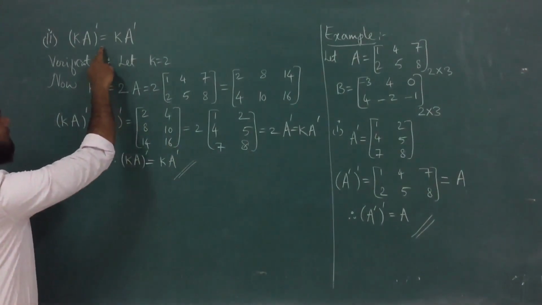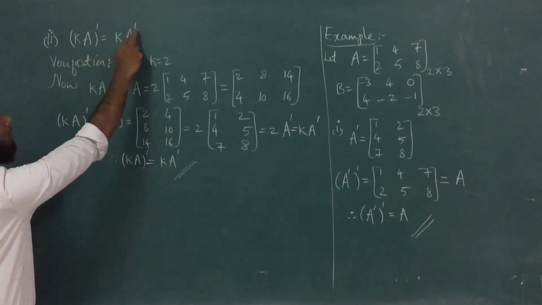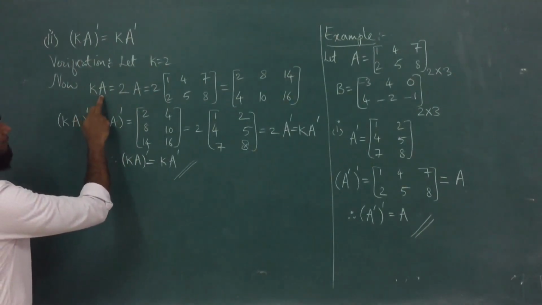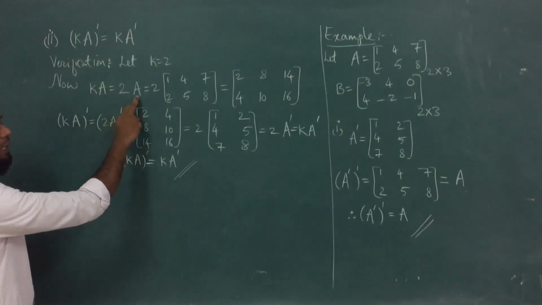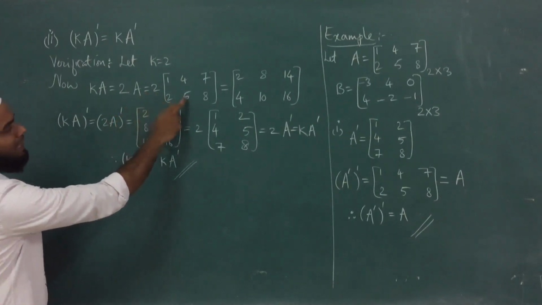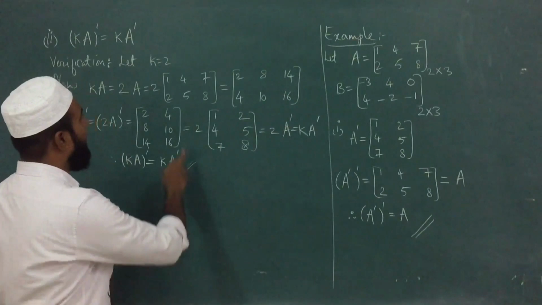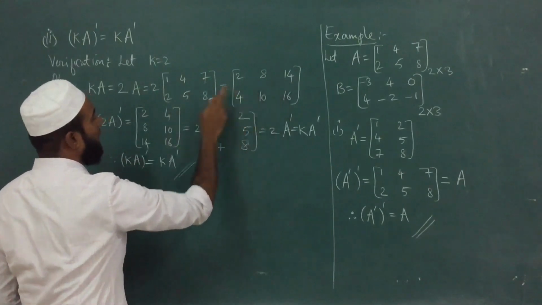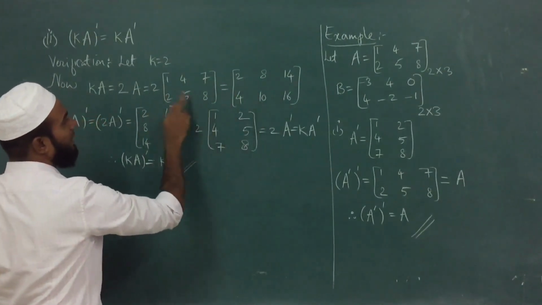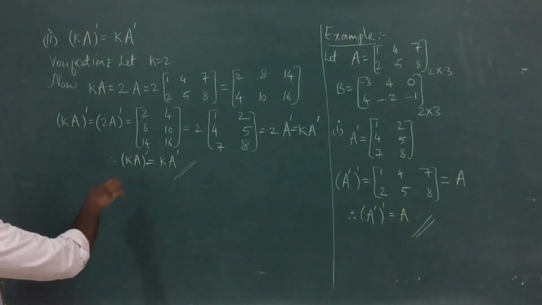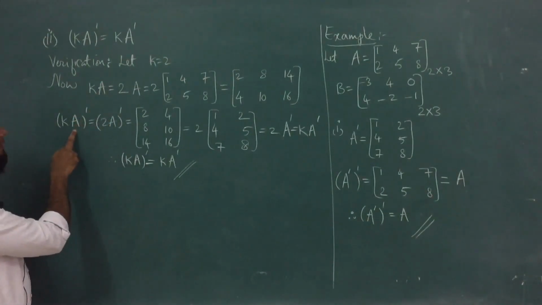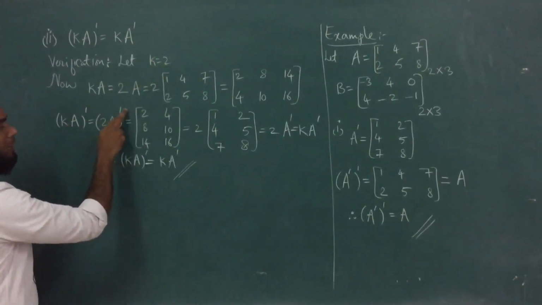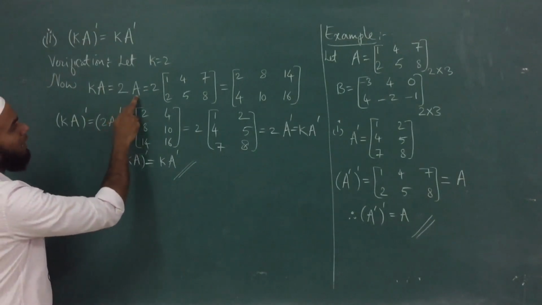So for the verification of this property, KA whole transpose equal to K into A transpose, what have we done? We have considered K equal to 2, for example. Then KA we have evaluated. KA is nothing but 2 into matrix A. Matrix A is 1, 4, 7, 2, 5, 8. When we multiply, we get 2, 8, 14, 4, 10, 16, right? Then we will compute KA whole transpose. In place of K we write 2, so 2A whole transpose. 2A is actually this matrix.